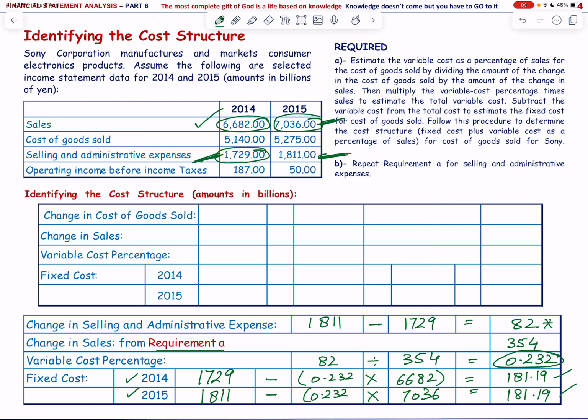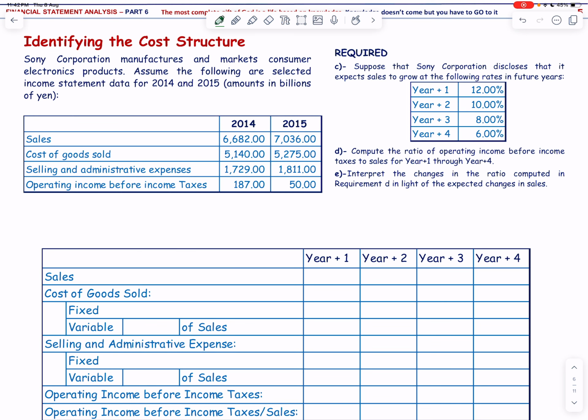Okay, so we have done part A and we have done part B. This was part A and this was part B, and we move on to part C of the same exercise. Now suppose that Sony Corporation discloses that it expects its sales to grow at the following rates in future years: 1, 2, 3, and 4. So we have to compute the ratio as well.